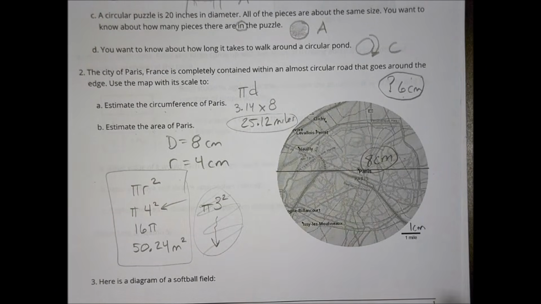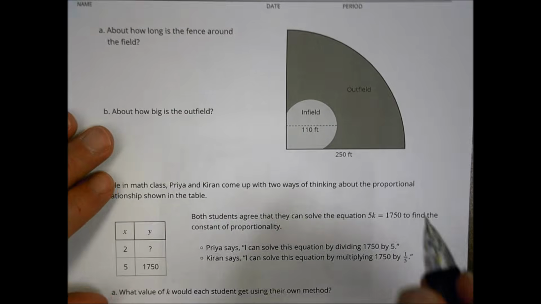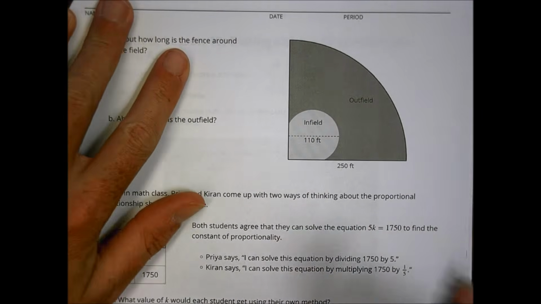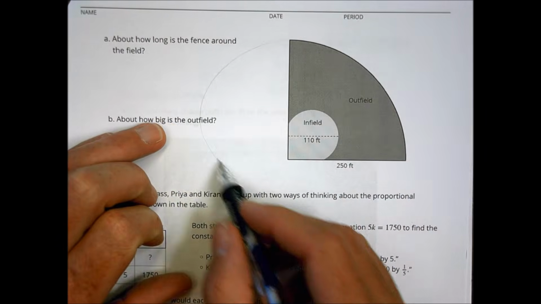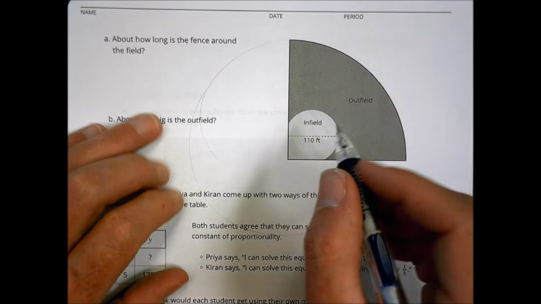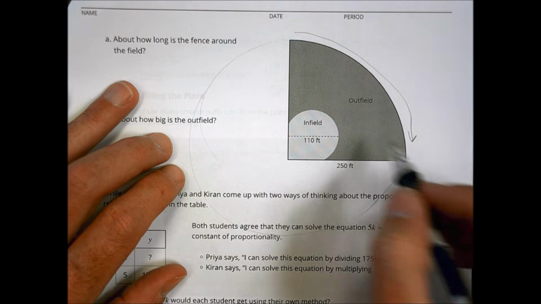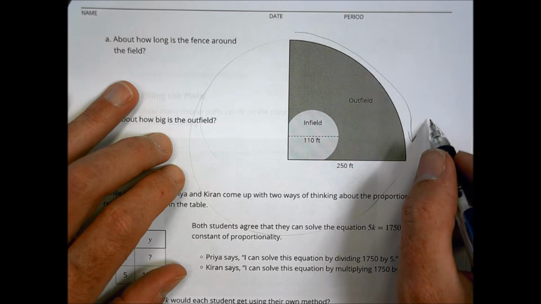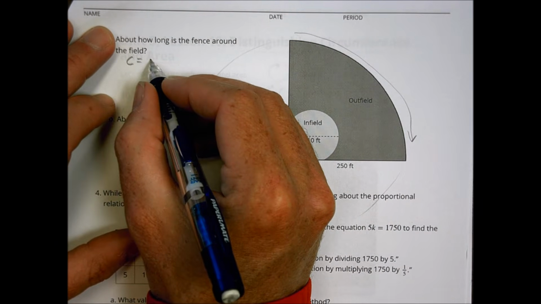For number 3, it says we have a diagram of a softball field. We want to find out about how long is the fence around the field. Okay, it's a great question here. And what we see is this field is basically 1/4 of a circle, isn't it? Right? This could continue out here and all the way around to get a whole circle. And so the distance around that fence field there and there and there, we're talking about a little bit of circumference. Okay? So our circumference is going to be 2 pi r.